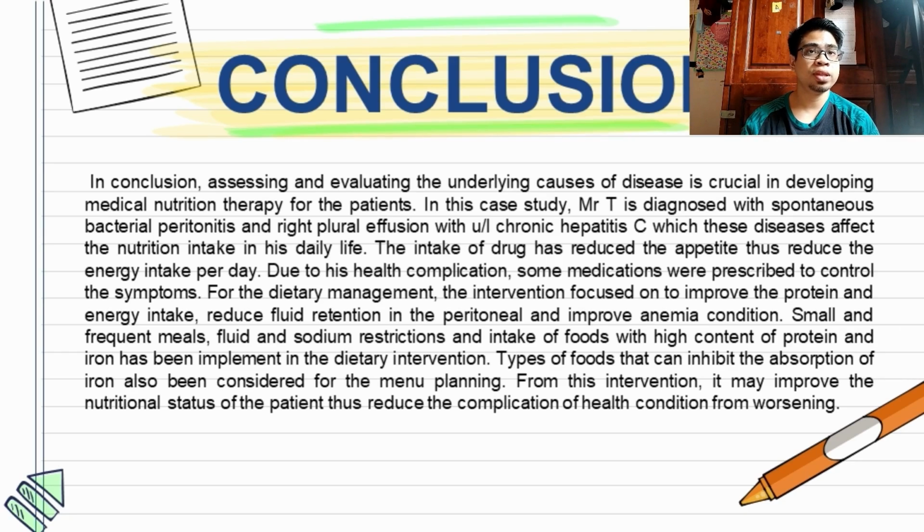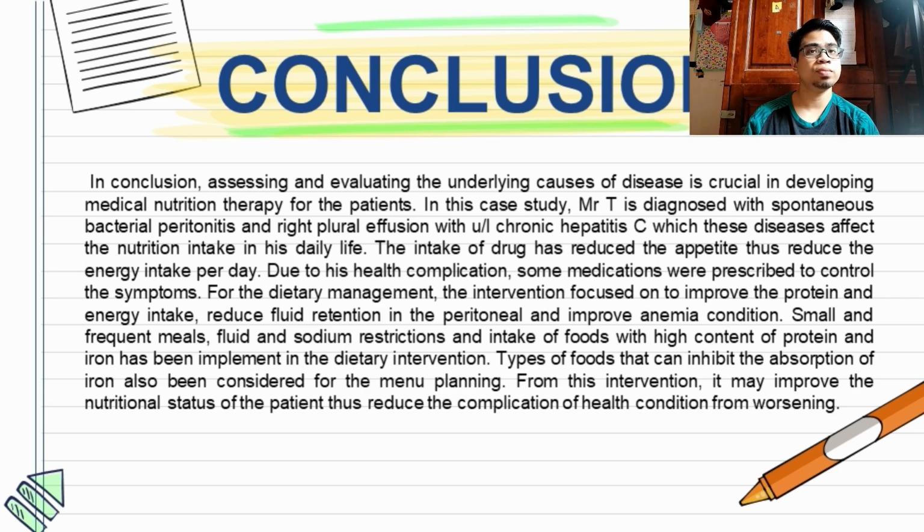Assessing and evaluating the underlying causes of disease is crucial in developing medical nutrition therapy for patients. In this case, Mr. T is diagnosed with spontaneous bacterial peritonitis and right pleural effusion with chronic hepatitis C, and this disease affects the nutrition intake in his daily life. The intake of drugs has reduced. The appetite thus reduces the energy intake per day. Due to his health complications, some medications were prescribed to control the symptoms.